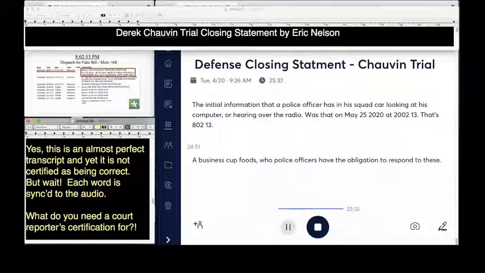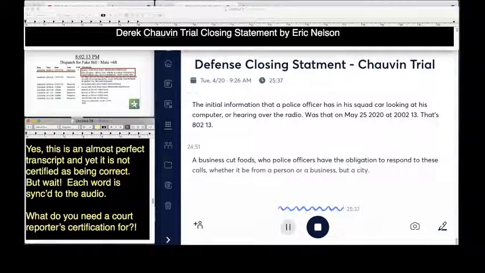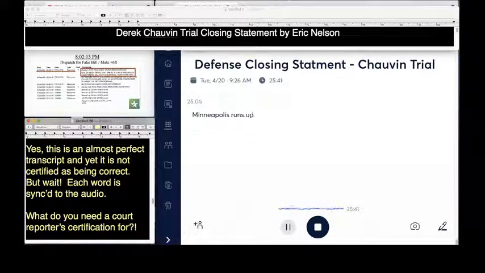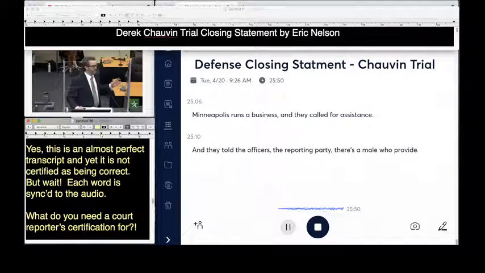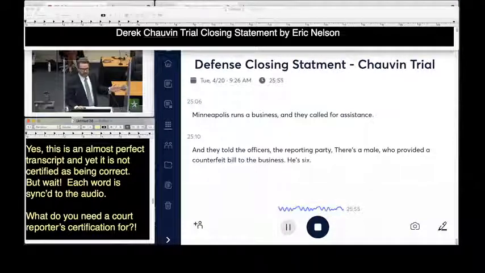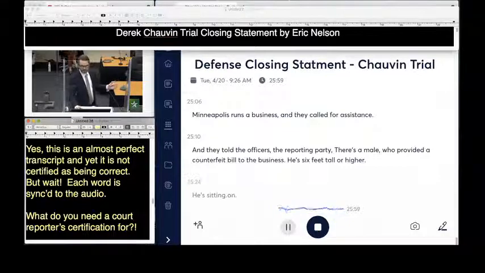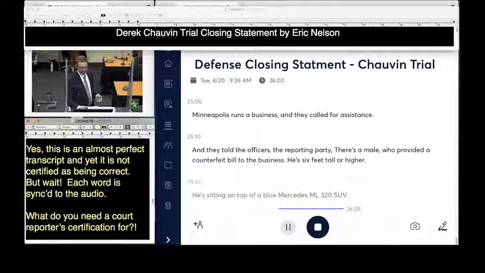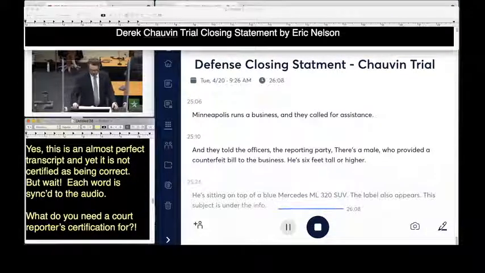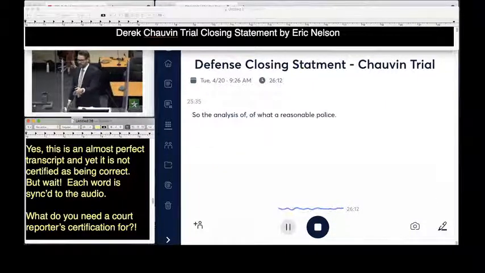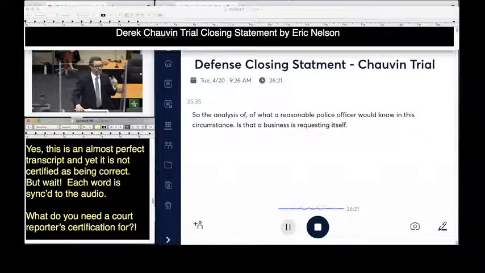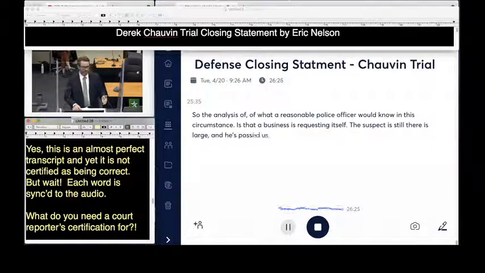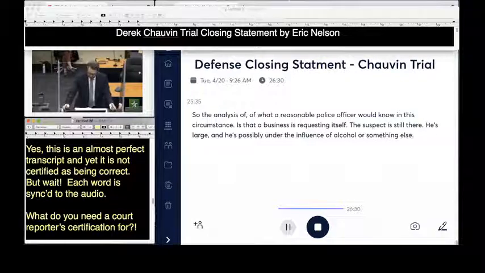who police officers have the obligation to respond to, whether the call comes from a person or a business, a citizen of the state of Minnesota, Minneapolis, runs a business, and they called for assistance. And they told the officers, the reporting party, there is a male who provided a counterfeit bill to the business. He's 6 feet tall or higher. He's sitting on top of a blue Mercedes ML320 SUV. The license plates also appears this subject is under the influence. So the analysis of what a reasonable police officer would know in this circumstance is that a business is requesting its help. The suspect is still there. He's large, and he's possibly under the influence of alcohol or something else. So the analysis begins at 8:02 and 13 seconds.